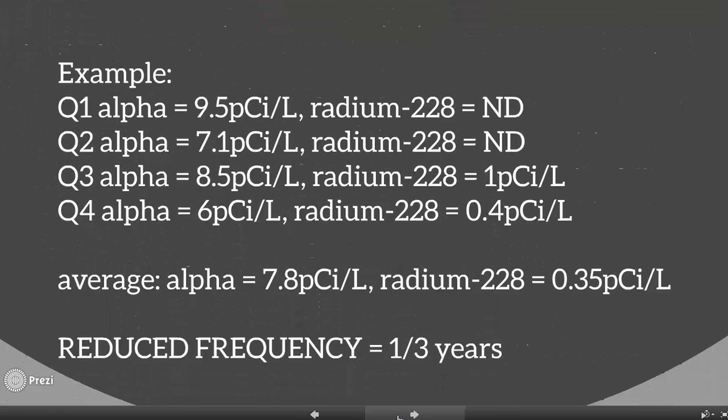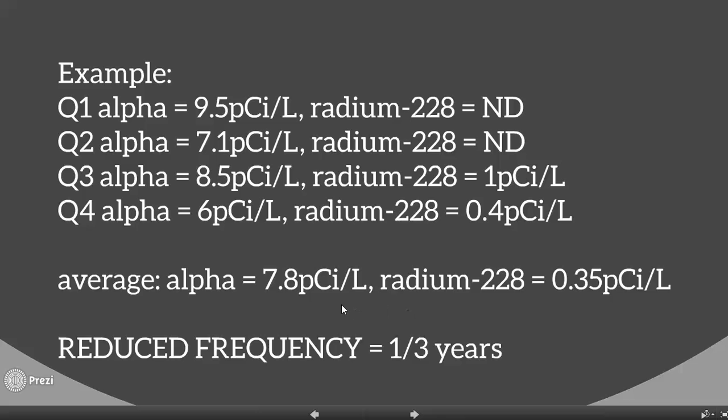So here's an example. Here's the quarterly results for gross alpha for a source and the quarterly results for radium-228. You take the average of those, and I get 7.8, which is greater than half of the MCL, but less than the MCL. So this tells me once every 3 years. The average for the radium-228 is 0.35, which is technically non-detect because the detection level is typically about 1 or less. So I would look at this and say, this is probably once every 9 years. But the gross alpha is once every 3, so I have to take the most strict one and apply that. So once every 3 years.